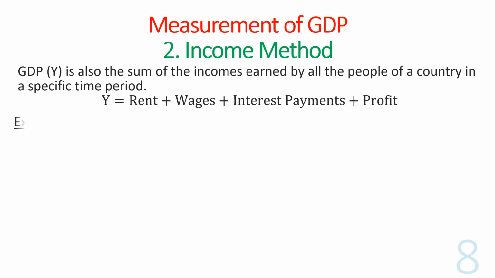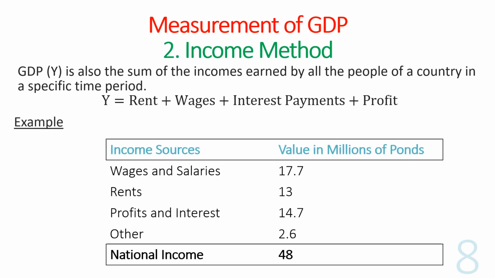In this example, we show the GDP of England and Wales in millions of pounds. The wages and salaries worth 17.7 million pounds, rents were worth 13 million pounds, profit and interest cumulatively worth 14.7 million pounds, and other miscellaneous kinds of income were worth 2.6 million pounds. Adding all of them, we get 48, which is our national income or GDP.